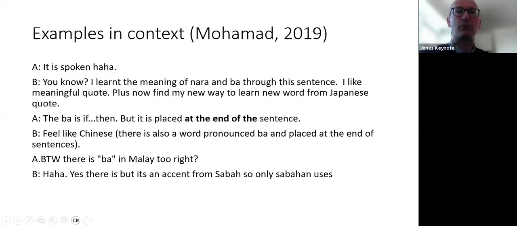So here are a couple of examples in context from the WhatsApp data. Here the speakers are talking about some Japanese that they've been learning. And the first speaker says, it is spoken, haha. You know, I learned the meaning of nara and ba through this sentence. I like this meaningful quote. Plus now find my new way to learn new words from Japanese. The bar is if then, but it is placed at the end of the sentence. Feels like Chinese.